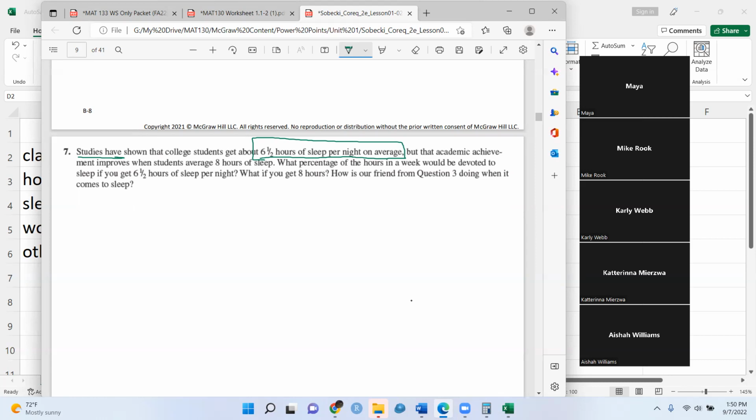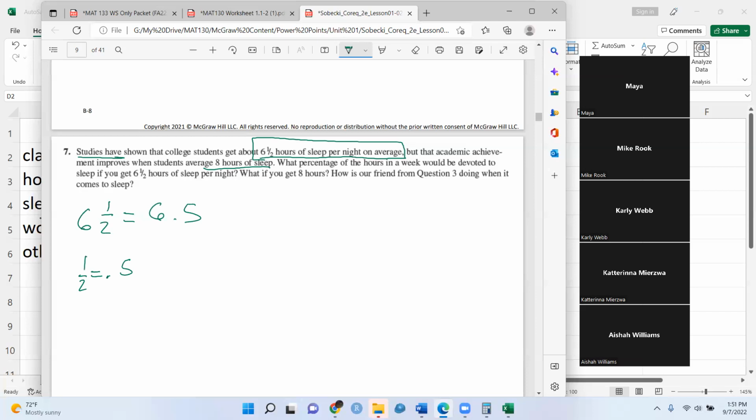So 6.5 hours of sleep. But then they did another study and found that their academic achievement, meaning their grades, improved if they could average 8 hours of sleep per night. So our author says, hey, what percent of hours in a week would be devoted to sleep if you get 6.5 hours of sleep? By the way, if you don't like fractions, like I'm not a big fan of this mixed number, 1/2 as a decimal is 0.5. Let's change that to 6.5 and be rid of that nasty 1/2.